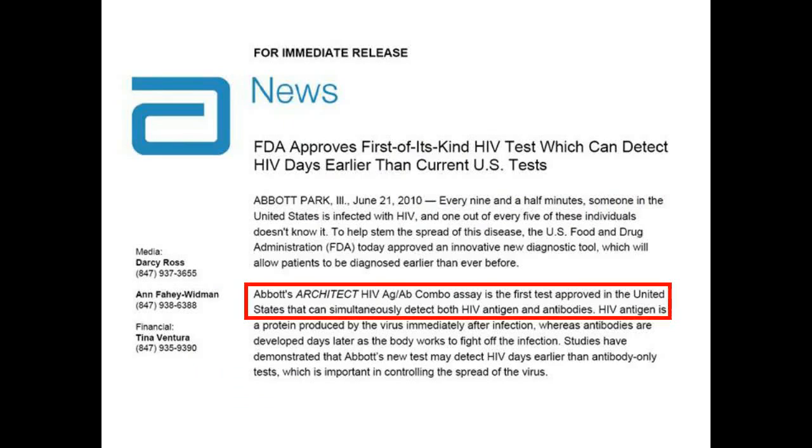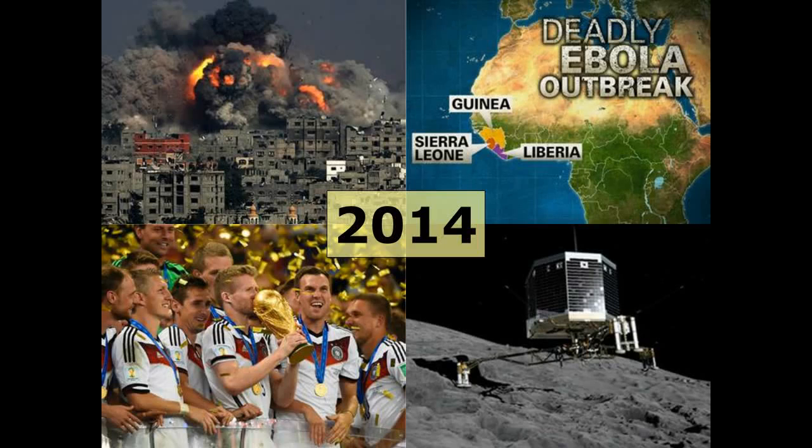And that was the year when the first HIV antigen-antibody combo, the 4th generation Architect HIV assay, was launched with a superior sensitivity compared to the earlier assays.